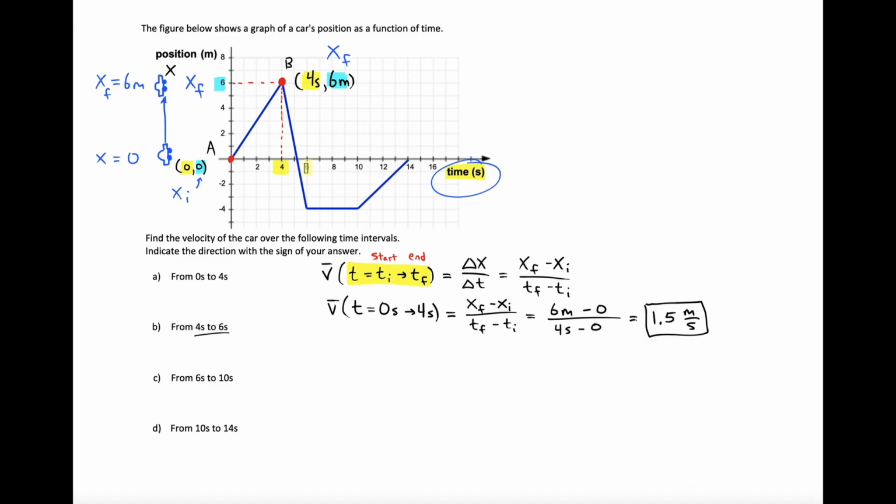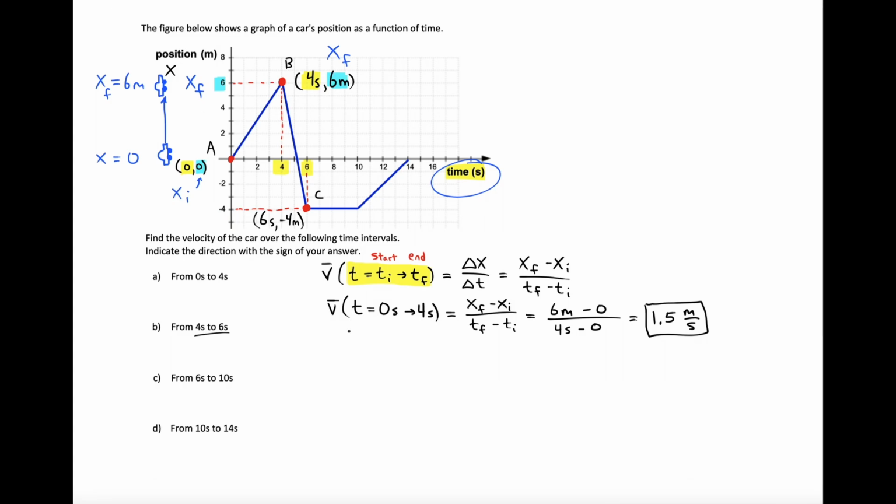So here's the 6 second mark. We should trace that down until we hit the curve. I'll call this point C. And we'd like to know what its coordinates are. So the horizontal component is going to be that 6 seconds. And if we trace the point over to the vertical, we see that it actually has a vertical value of -4.